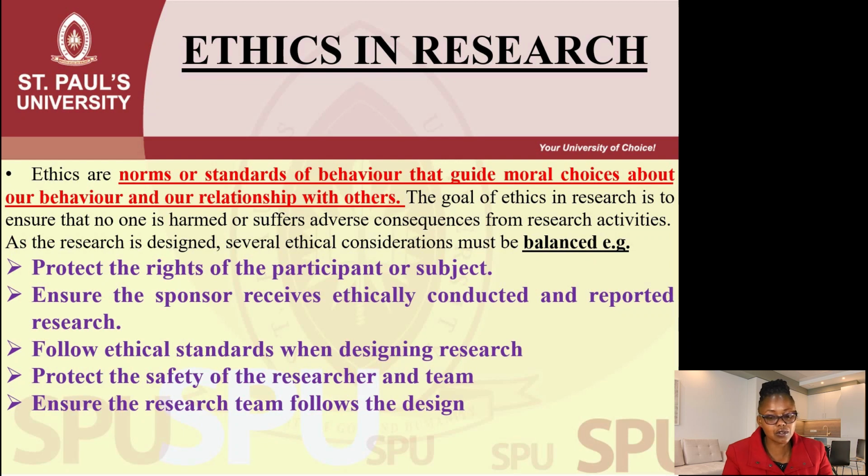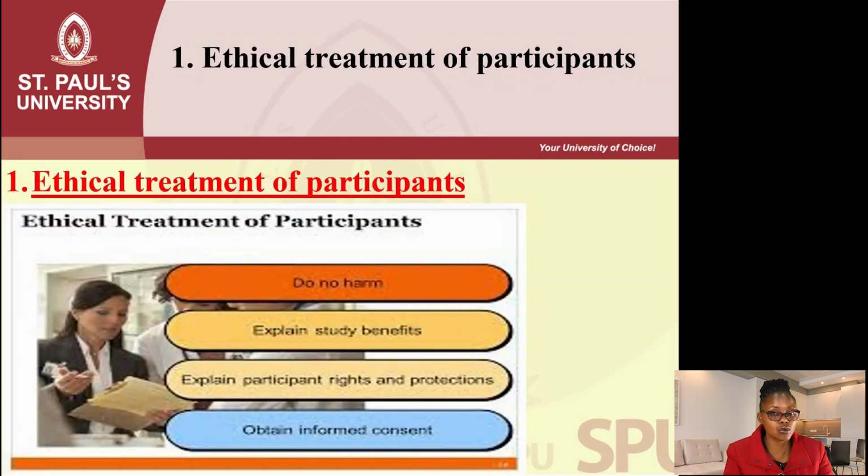Then there are issues of following ethical standards when designing research. So when you're writing, especially your methodology, there are things that you need to think about. It should actually be written well. As one of the ways of following ethics in research, the methodology should always be right. And then also protecting the safety of the research and the research team, basically to do with your safety, and ensuring that the research team follows the right design. When you are doing the research, you should ensure that the team that you have is also aware of what you are doing, and is willing to follow the design that you have written down.